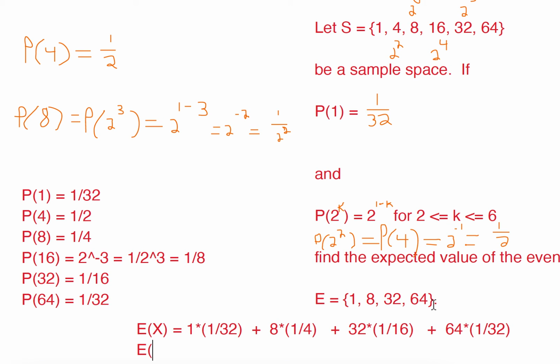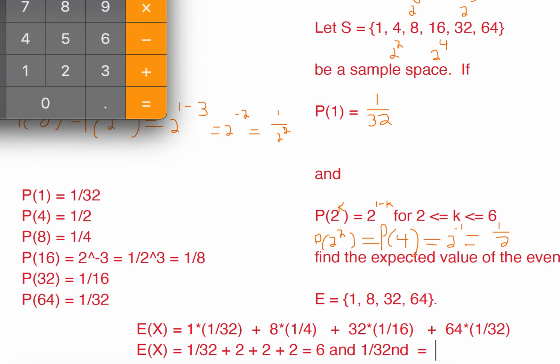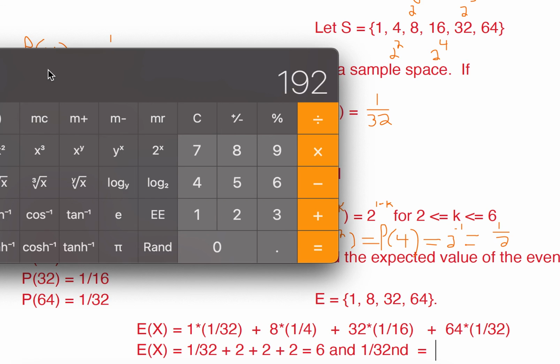Okay, and so once you calculate that, this is 2, this is 2, and this is 2. It's 2, 4, 6. I get 6 and 1/32, or as one improper fraction, I don't know, it's huge. 32 times 6 plus 1, that's 193/32.